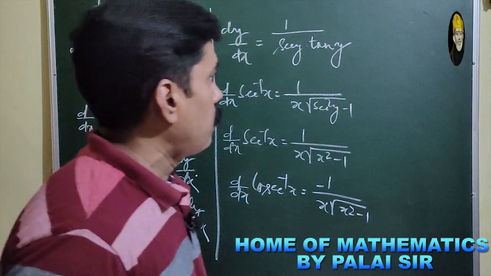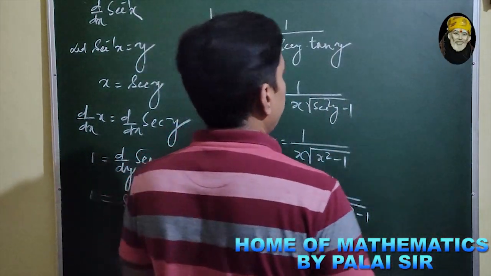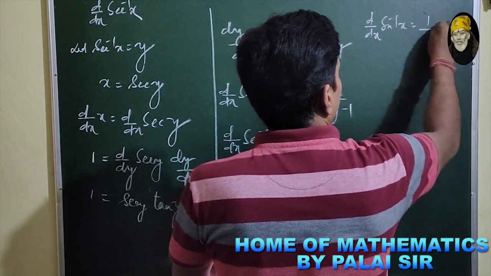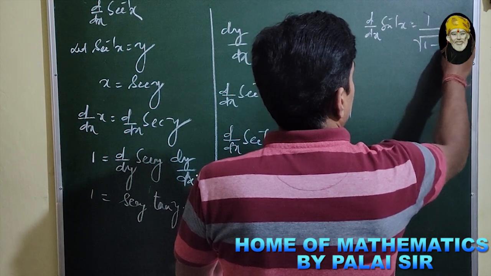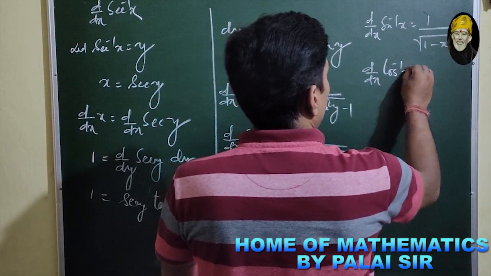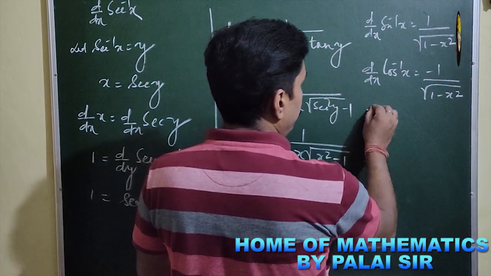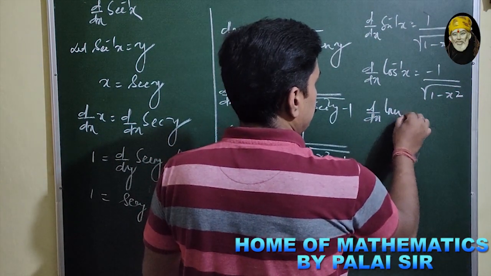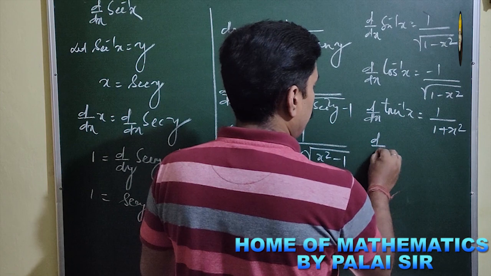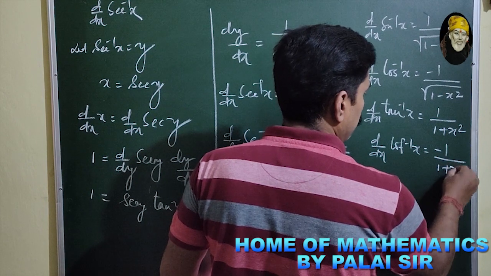So you are getting here a total of 6 formulas. Again I am going to write the formulas. First, dy/dx of sin inverse x is 1 by square root of 1 minus x square. And dy/dx of cos inverse x is minus 1 by square root of 1 minus x square. Then dy/dx of tan inverse x is 1 by 1 plus x square. And dy/dx of cot inverse x is minus 1 by 1 plus x square.